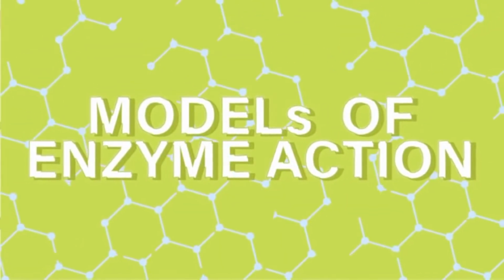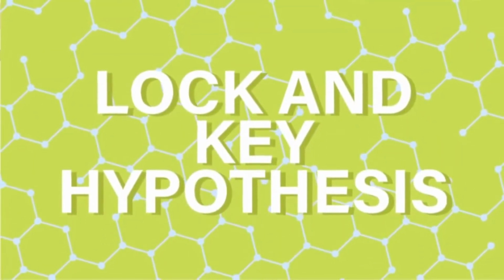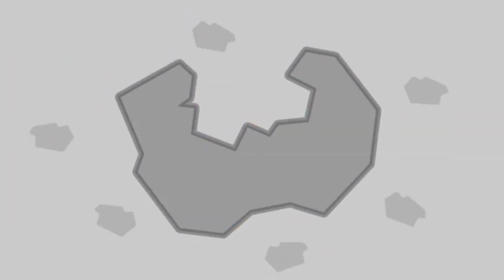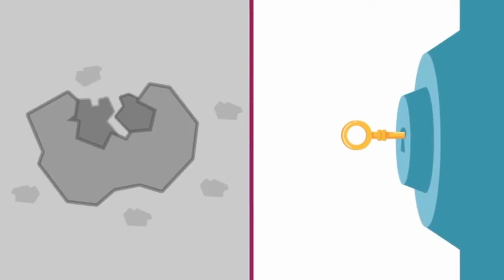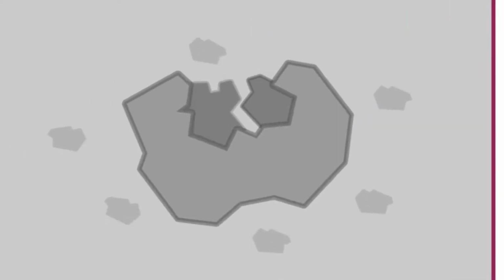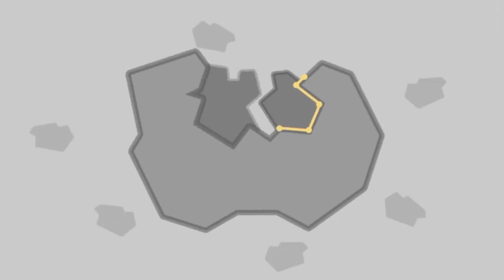Models of enzyme action. Lock and key hypothesis. This is the simplest model to represent how an enzyme works. The substrate simply fits into the active site to form a reaction intermediate. Just like a key fits in its specific lock, the shape isn't changed here. Rather, the structure of the substrate absolutely complements the structure of the enzyme, like puzzle pieces.